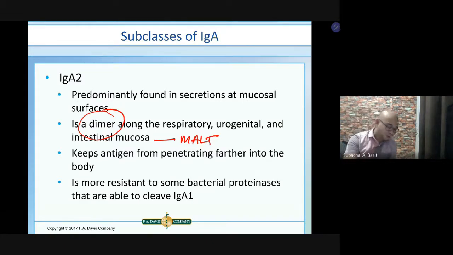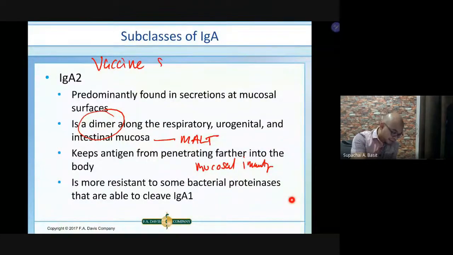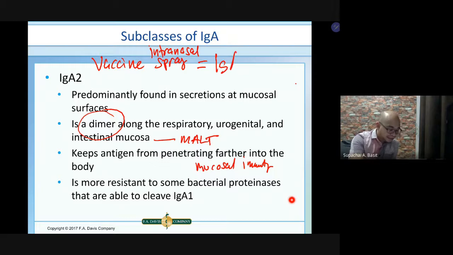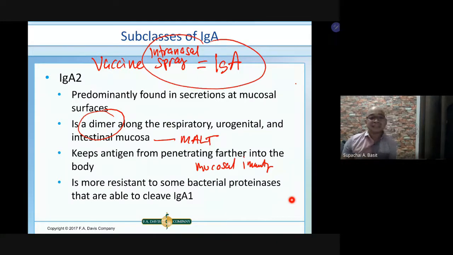That is why we call it the mucosal immunity. So if the vaccine is delivered through intranasal spray, then IgA will predominate the mucous membrane, and it will prevent the entry of viruses such as COVID-19. So prayerfully, we can have an intranasal spray vaccine.